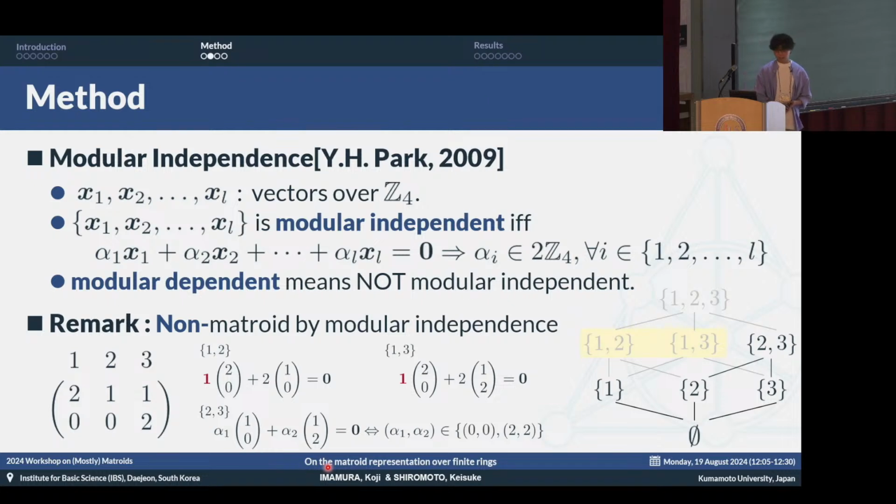On the other hand, the pair 2, 3 is modular independent, because a linear combination of them that results in the 0 vector guarantees that the pair of their coefficients must be 0, 0 over Z4. So this is not a matroid, as I explained in the first slide introducing a matroid.